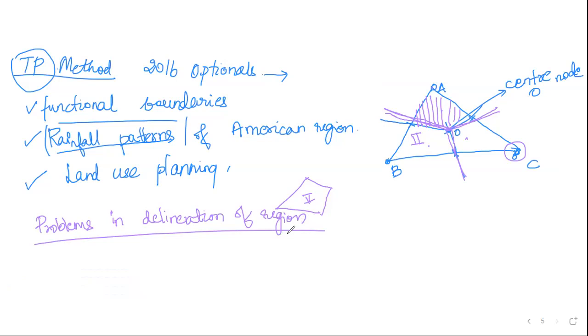Okay. Now, what are the problems in the delineation of the region? Number one, the very first problem is that there can be misinterpretation of data. Like what? Misinterpretation of data means what?